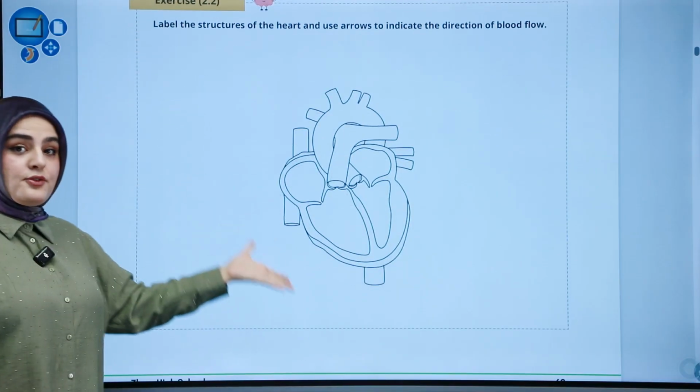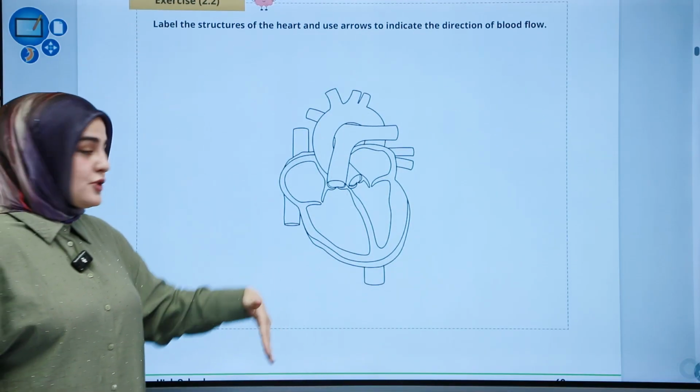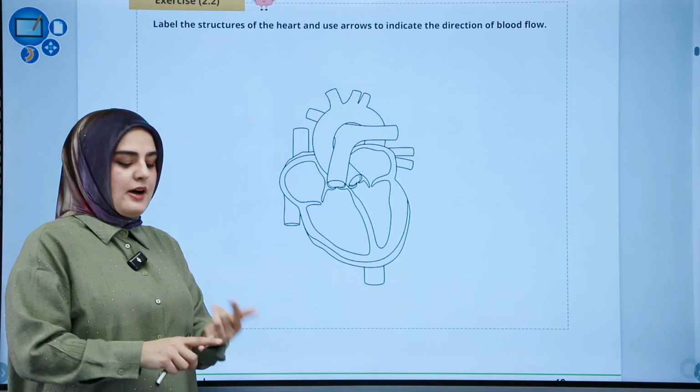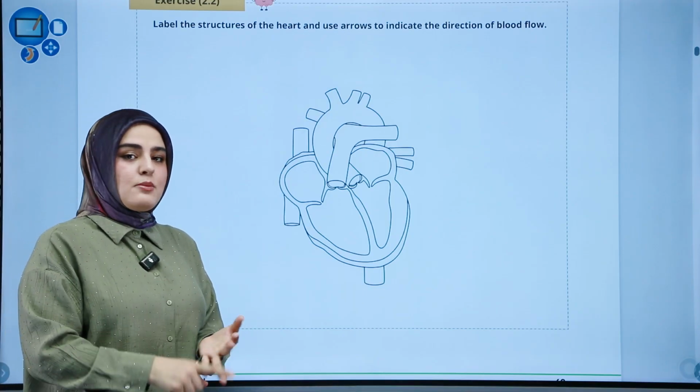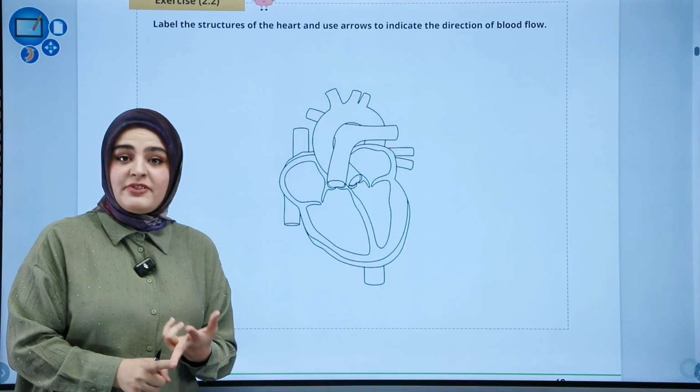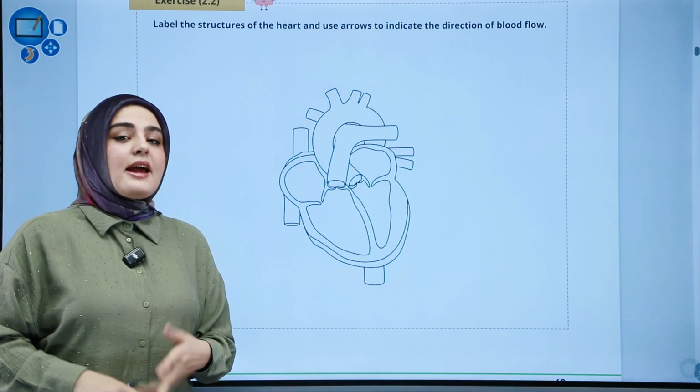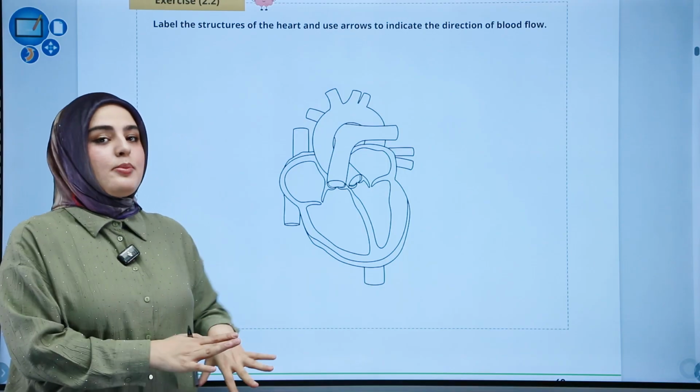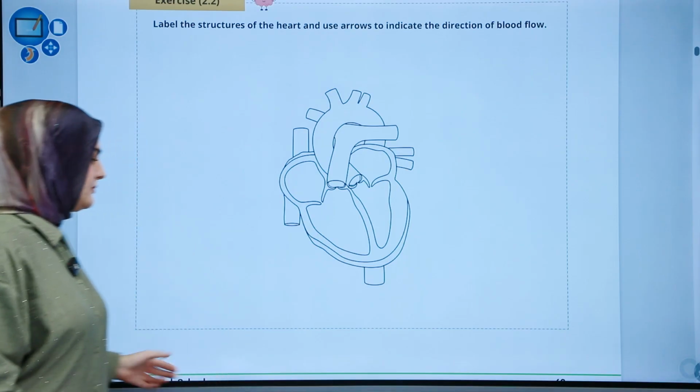Of course, I left you with something to label so that you can practice on it. Each valve, each chamber, each vessel that we've learned, and any other part, you label it here and practice on it.